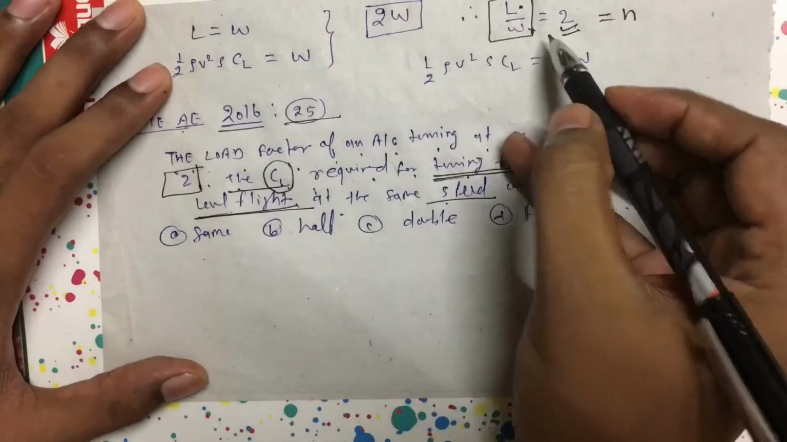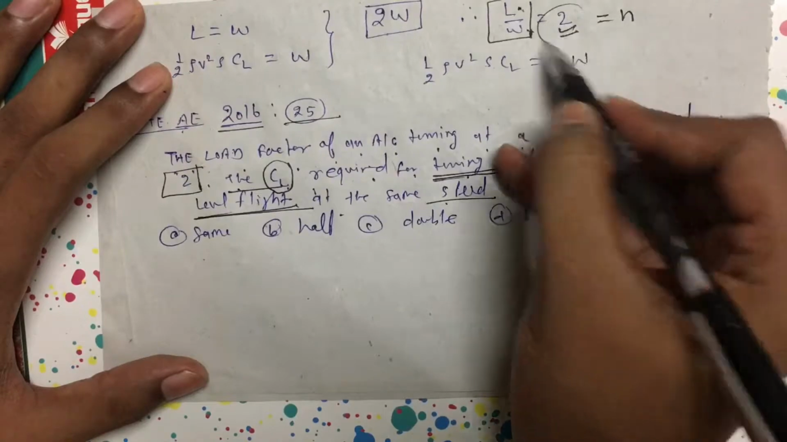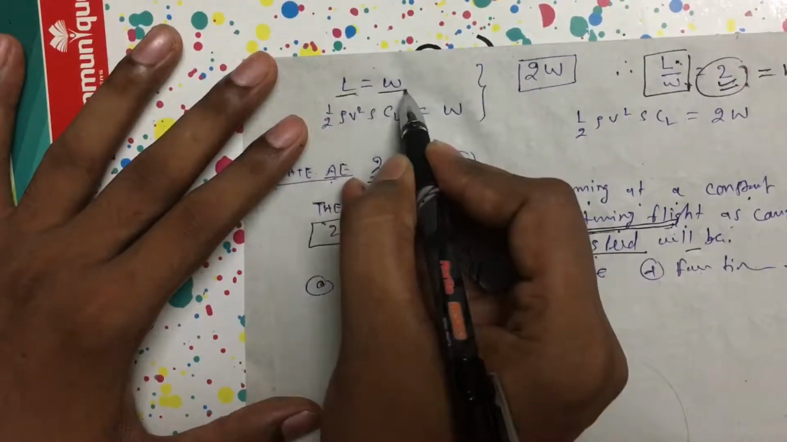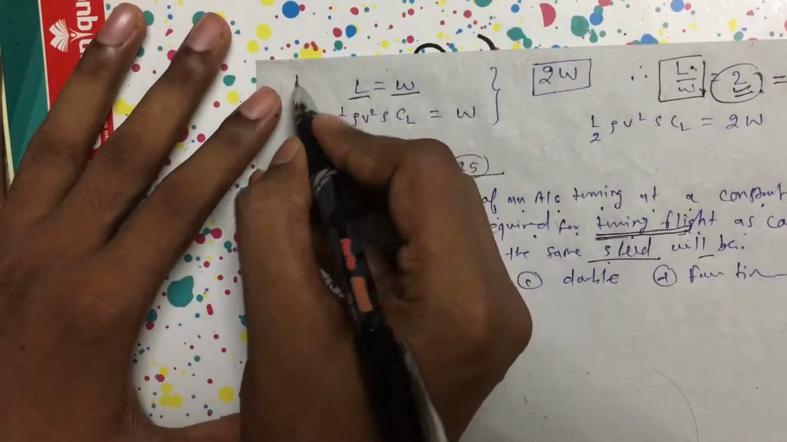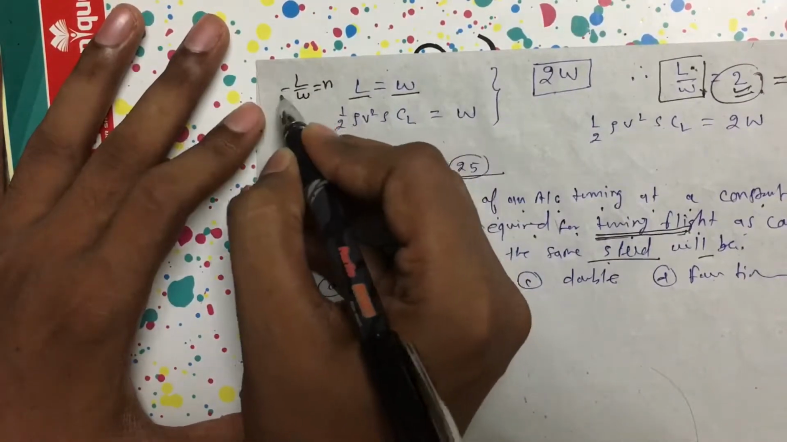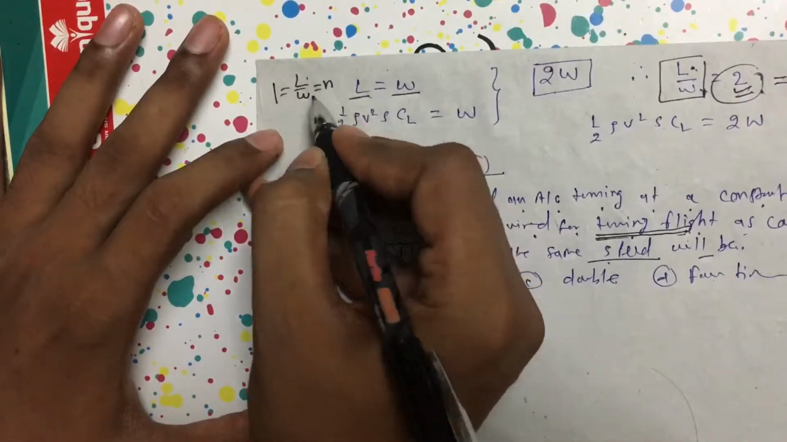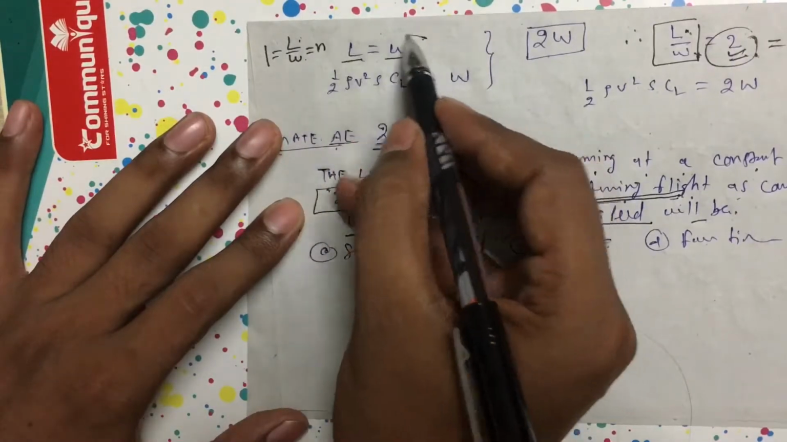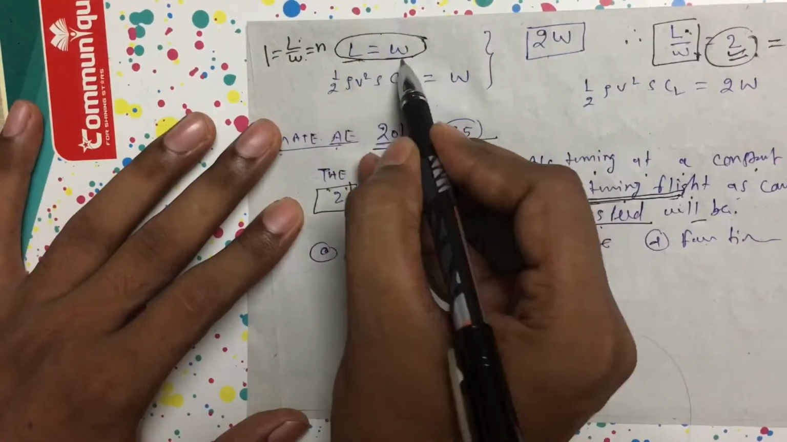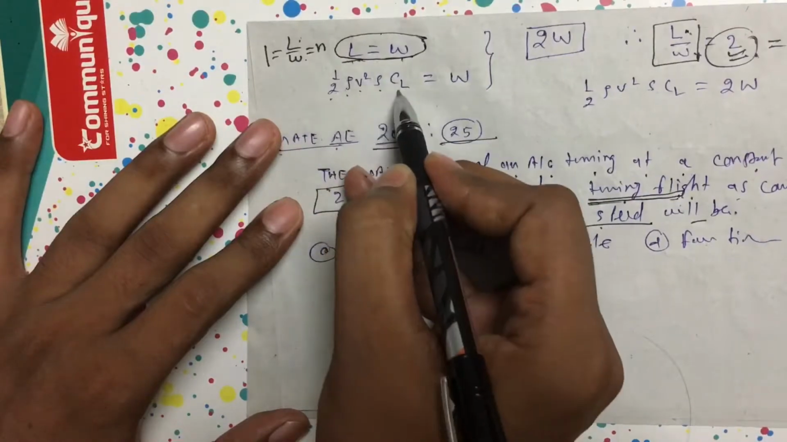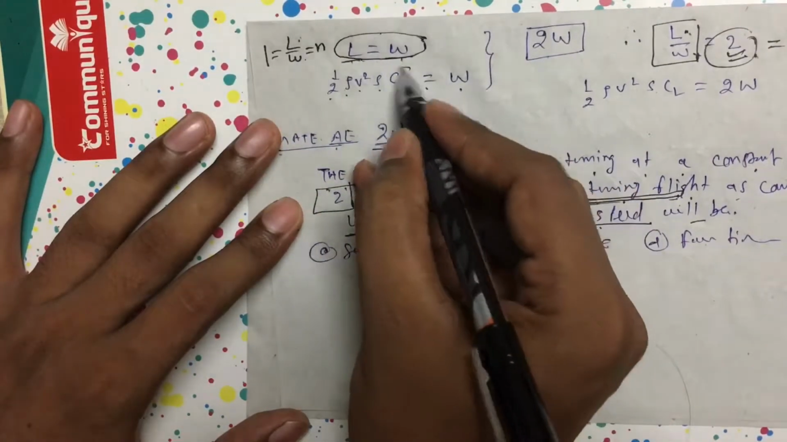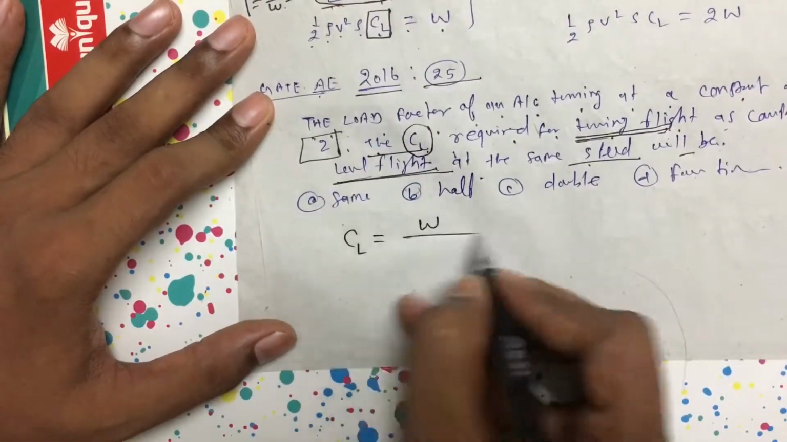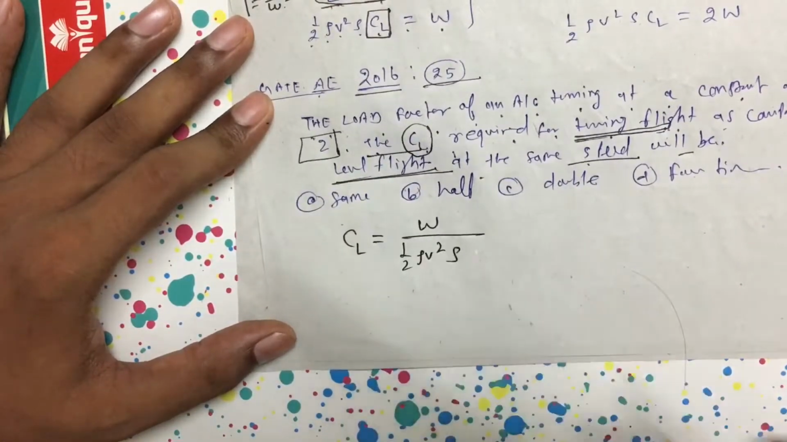So you got it. What is load factor? Lift by weight is load factor, that is given as 2. In case of level flight, lift is equal to weight, correct? Which means your load factor L by W is equal to N, that is equal to 1. Why 1? Because lift and weight are both equal. Now when level flight is there, lift is equal to weight. So the lift formula is half rho V square S CL equal to W. From here you will find the CL value. So your CL will be W by half rho V square S, right?